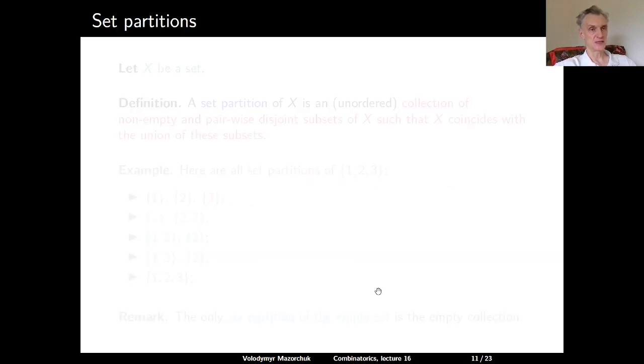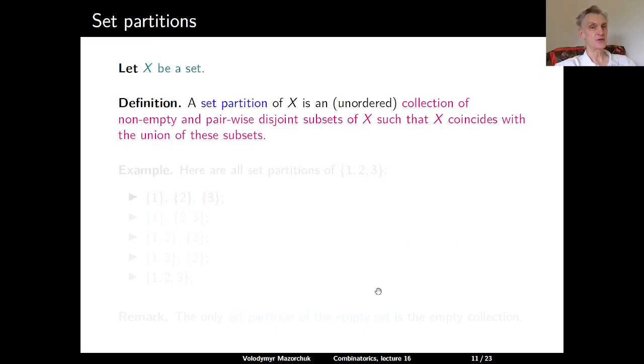Next, let us talk about set partitions. Let X be a set. Definition: a set partition of X is an unordered collection of non-empty and pairwise disjoint subsets of X, such that X coincides with the union of the subsets in this collection.